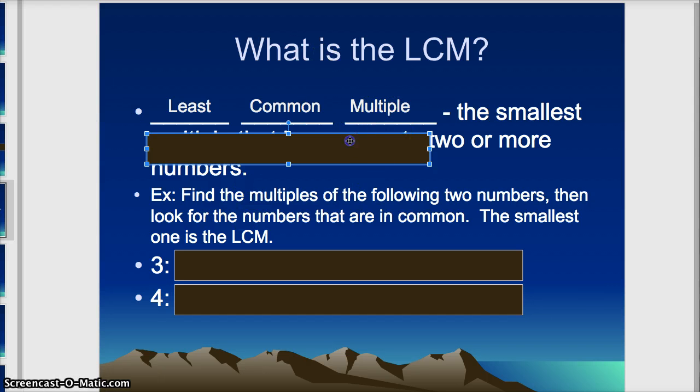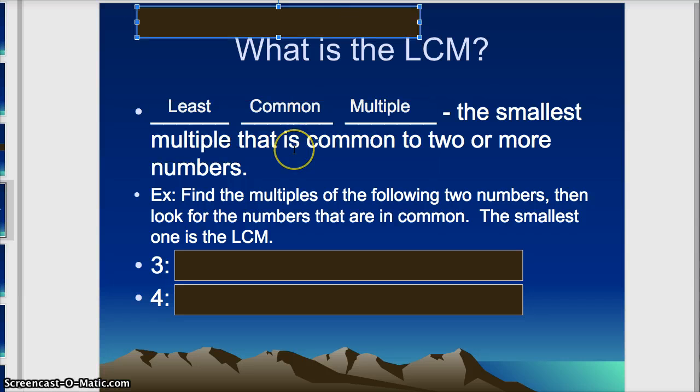Just keep counting numbers. So the least common multiple is the smallest multiple that is common to 2 or more numbers. So for example, how you find the LCM is you find the multiples of 2 numbers. In this case, it's 3 and 4. Then we're going to look for the ones that are in common. And then we just find the smallest one, and that's the LCM. So go ahead and pause the video while you do this, and just list out the multiples of 3 and the multiples of 4. I would list out like the first 10 or so.